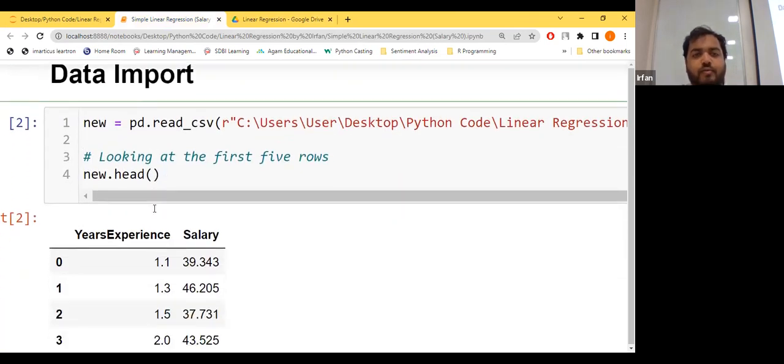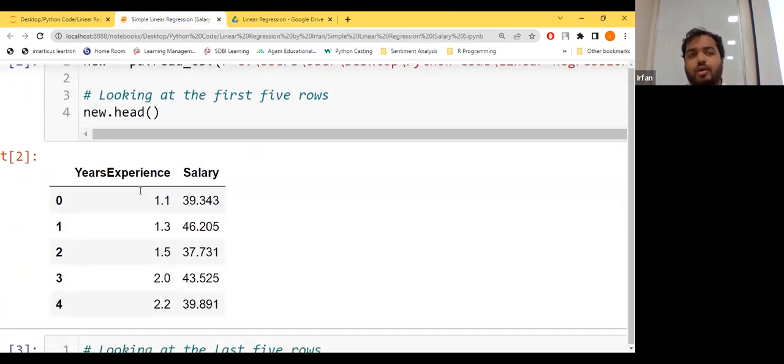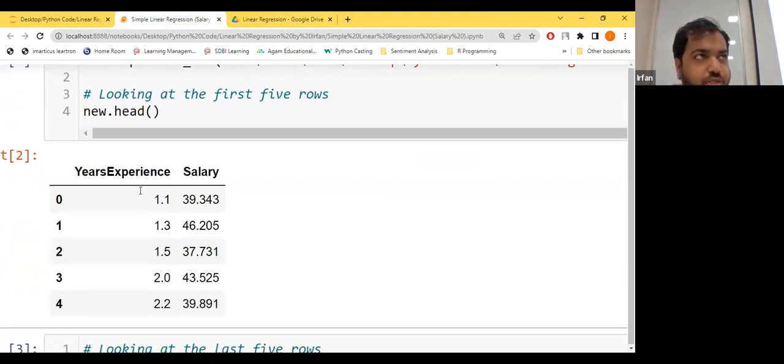I import the data and look at the head. Now, looking at this, tell me what is X, what is Y. Can I say as experience increases, salary increases? Experience decreases, salary also decreases. So guys, I have taken salary as Y and year of experience as X.